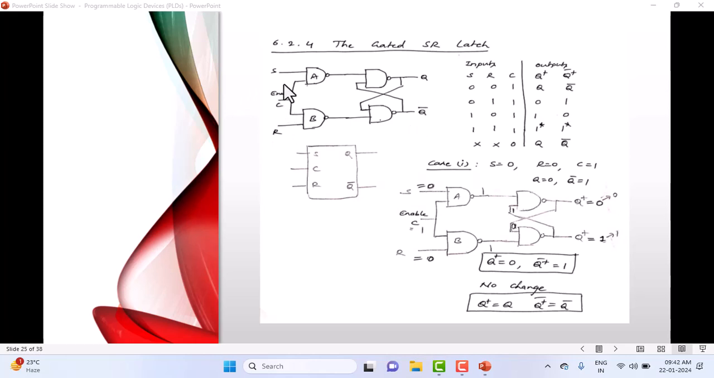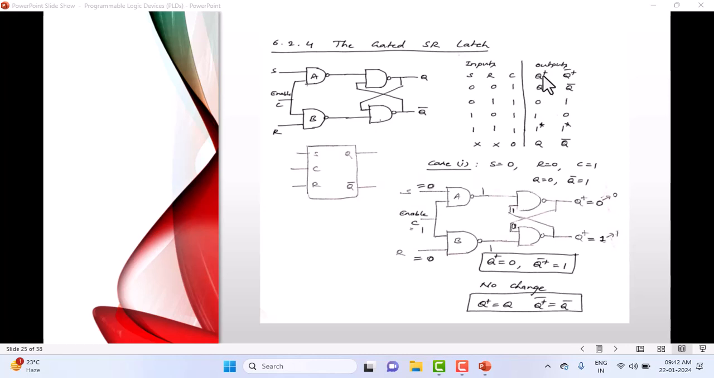Later we are going to make this enable signal a clock signal. Look at the truth table of this: 0, 0, and when enable is equal to 1, it goes to the present state itself. There is no change in the states. Q plus indicates the next state, and Q plus bar indicates the complement of the next state.